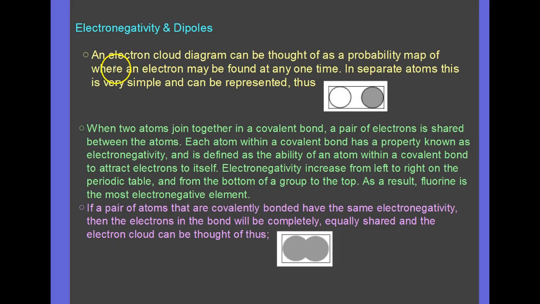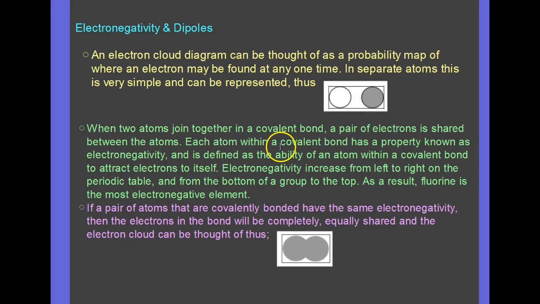Electronegativity and dipoles. An electron cloud diagram can be thought of as a probability map of where an electron may be found at any one time. In separate atoms, this is very simple and can be represented as thus. When two atoms join together in a covalent bond, a pair of electrons is shared between the atoms.